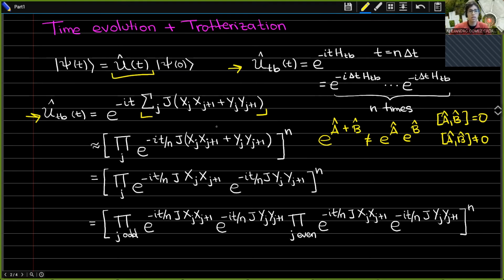And it turns out that if the time step is small enough, we can do this in an approximate way. That's why we have an approximation here, and we convert the sum into a product of exponentials. Next, we again have a sum here, the sum of the x terms and the y terms. We can split that, and it's going to be exact.